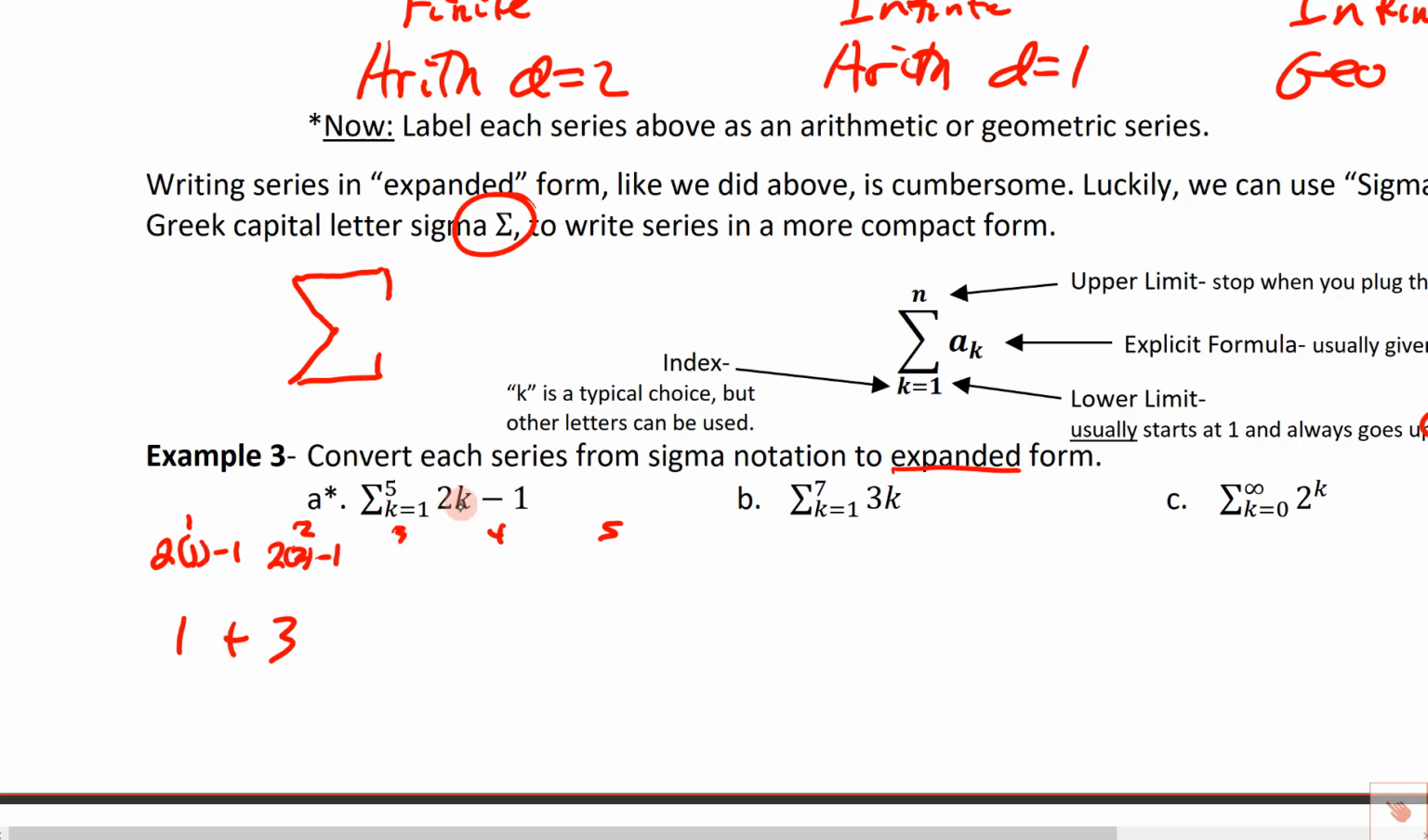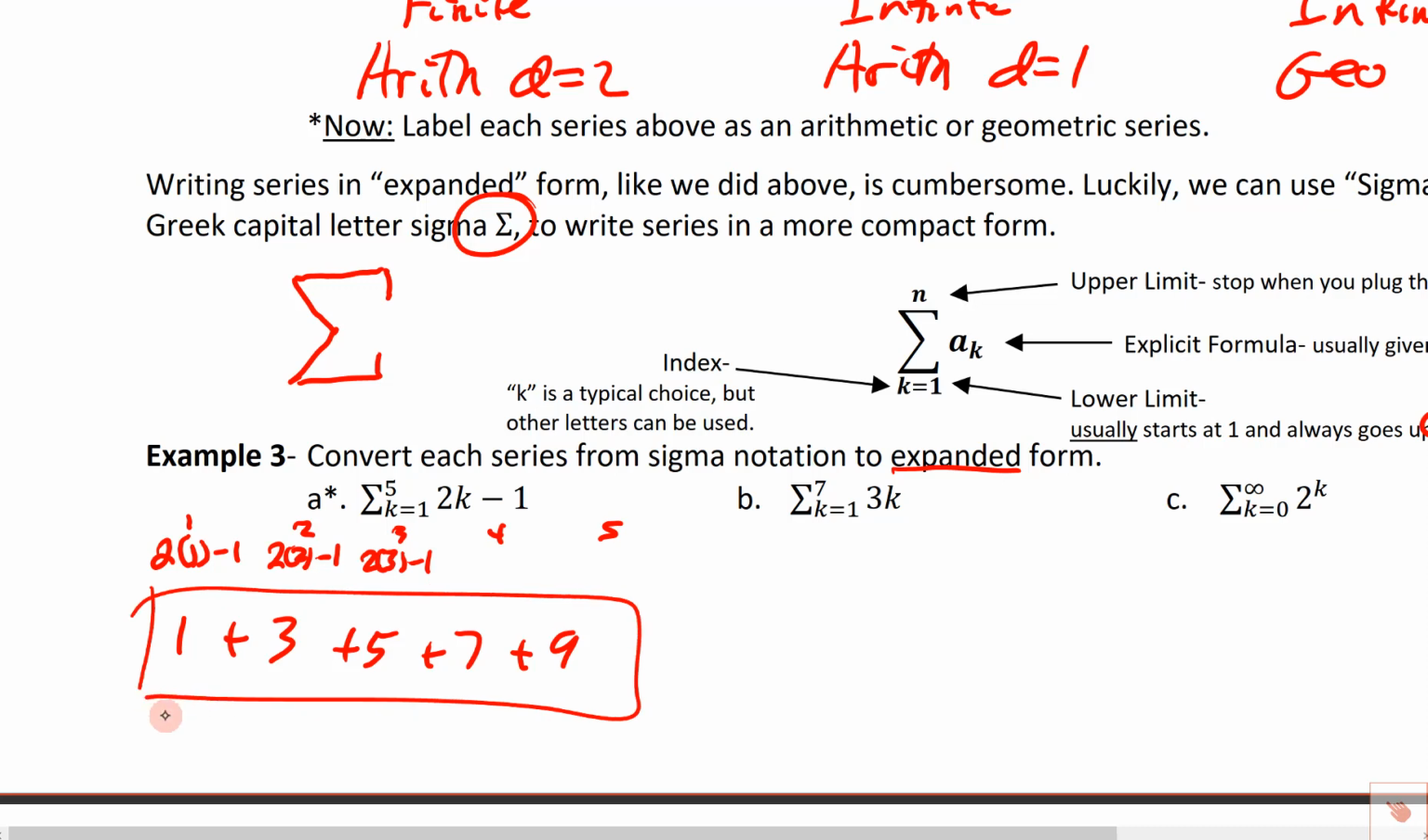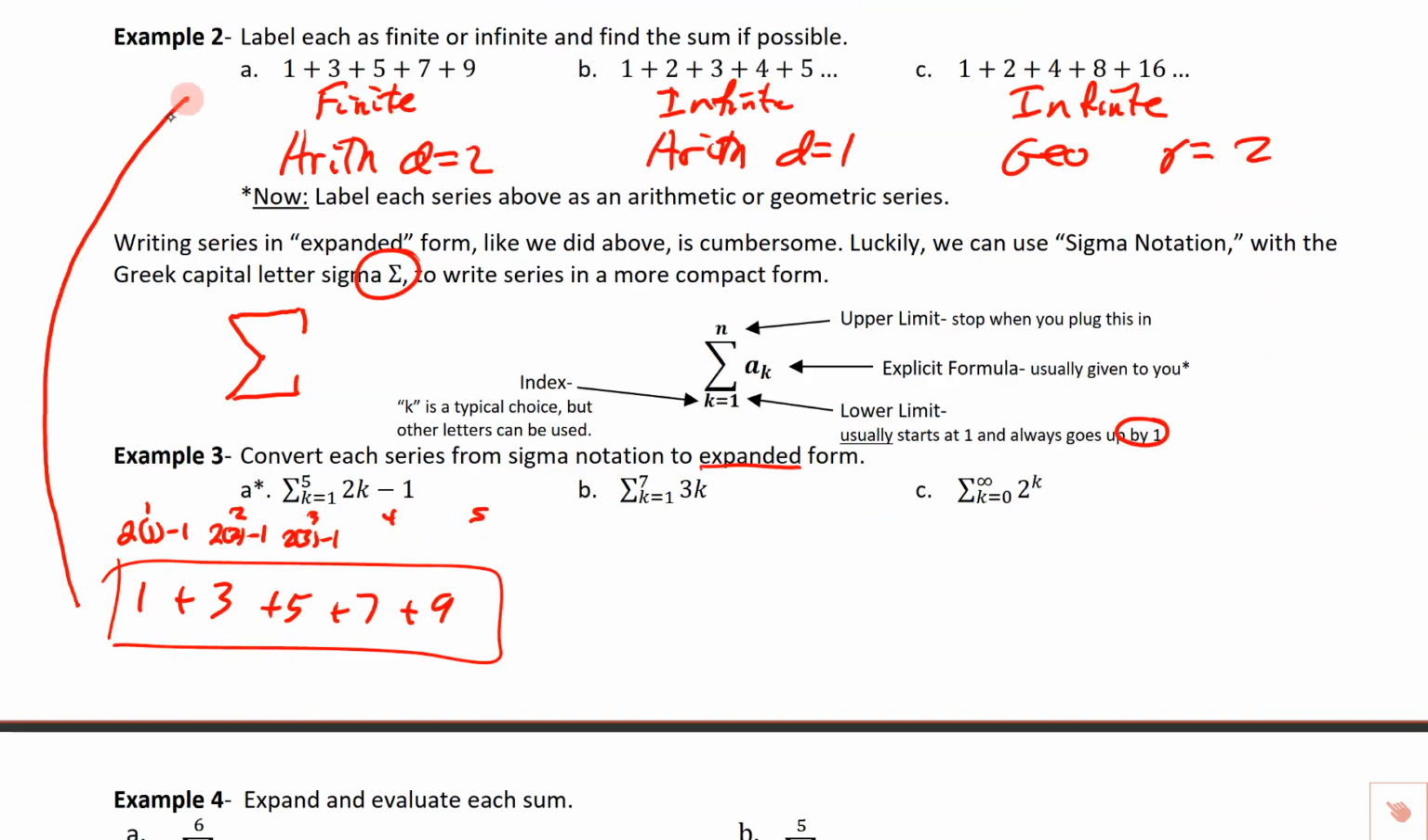So then I plug in a 3, 2 times 3 minus 1, that's going to be 5. Put a plus in between them. This next one's going to be a 7, and that last one's going to be a 9. So this is in expanded form right there. This is sigma notation. That's expanded form, and if you take a look, it's actually that one right there. So if you were to write this one in sigma notation, it would look like this.